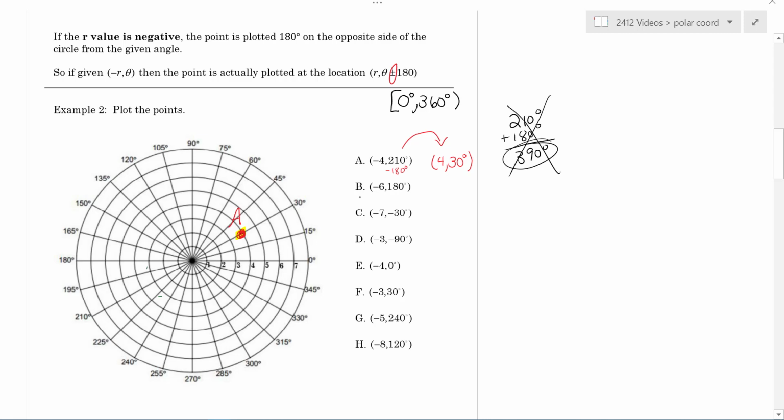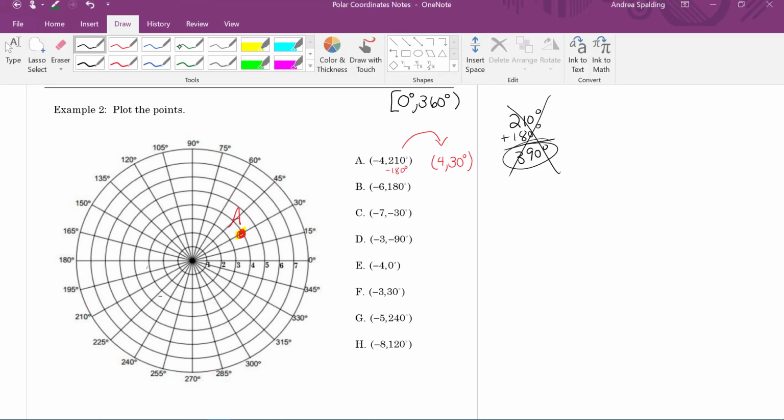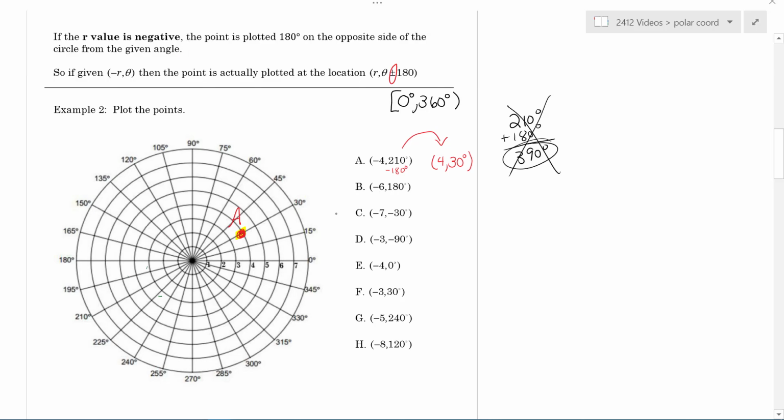Okay, so when we come to point B, that's a negative 6. Since my r value is negative, I'm going to rewrite this point first. I'm going to plot this point at positive 6, comma. Now here I can add or subtract 180. It doesn't matter. But if I add 180, I get 360. Okay, so I'm just going to subtract 180. It really doesn't matter. The point will be plotted in the same location whether you add or subtract. But if I subtract 180, I get 0 degrees. So this point B is actually going to be plotted on circle 6 in the 0 degree direction.